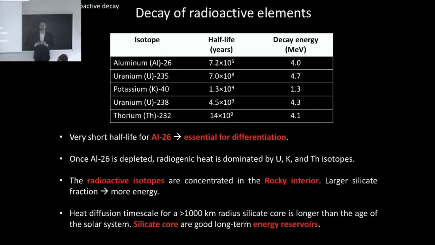So the heaviest material will go inside, and the less heavy stays on the top layers. But after the system runs out of aluminum, then you have the other isotopes like uranium, potassium, and thorium that take the role in heating those objects. Those elements mostly exist in the rocky parts of the satellites. So the larger the rock fraction inside the satellite, the more energy is being produced. And also, the larger the rocky core is, the more energy is preserved over the time scale of the age of the solar system. So basically, whenever you want to look for oceans, you should first look for whether they have a large rock fraction.